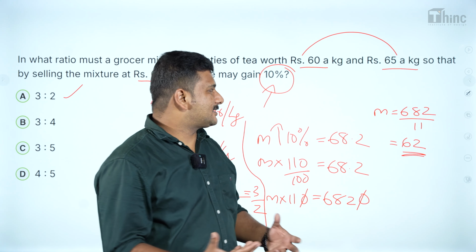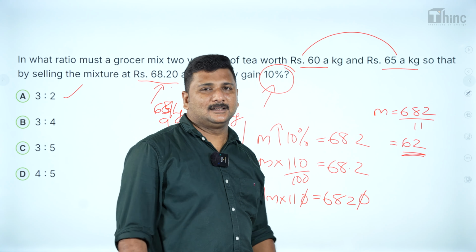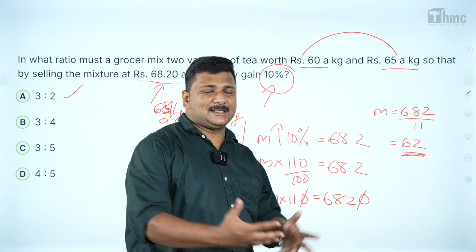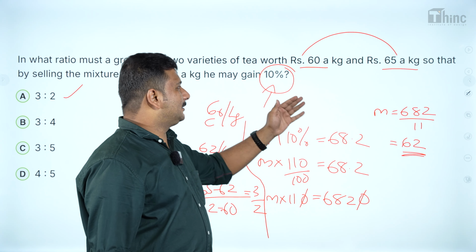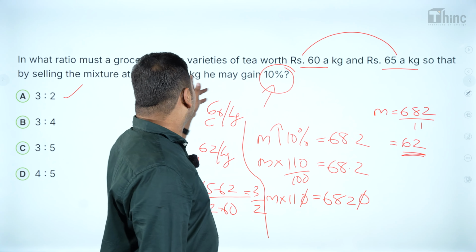So this is not a question where we know the actual mixture price and where we can directly substitute it and find the QC by QG ratio. So they are saying that the mixture price after a 10% gain is 68.2.